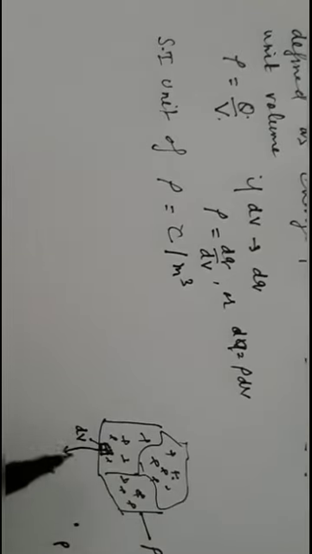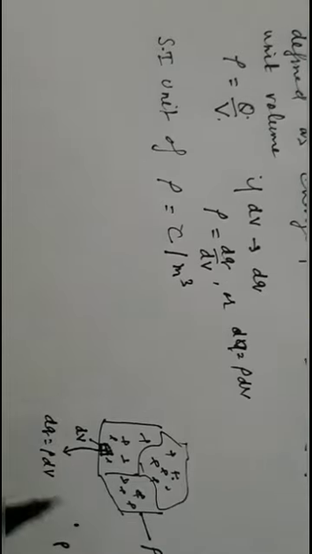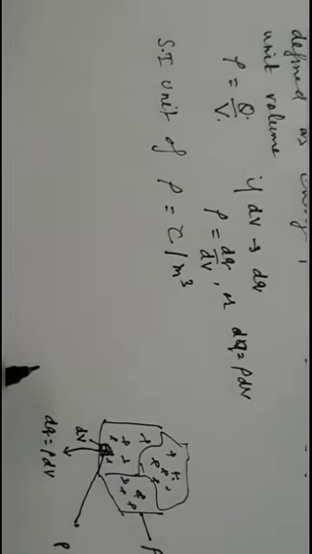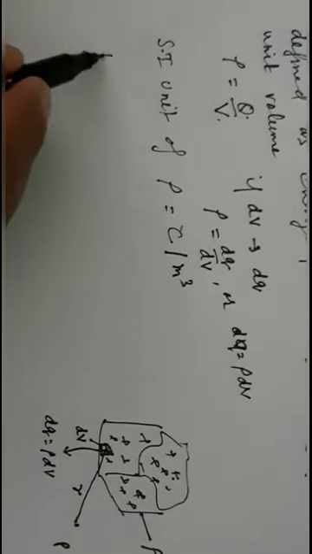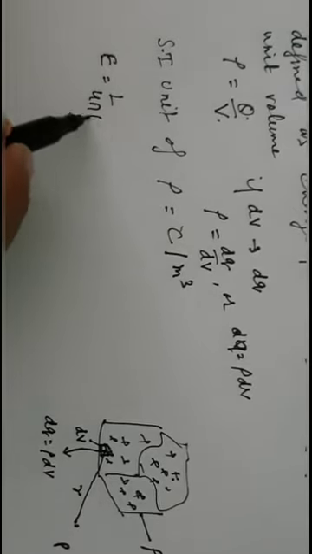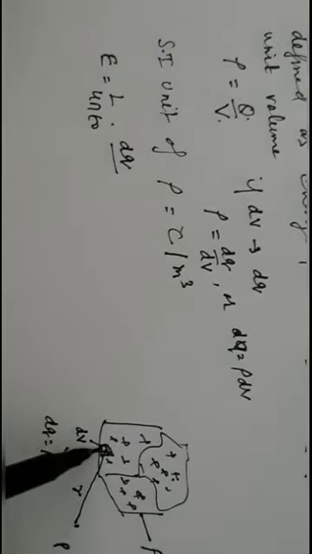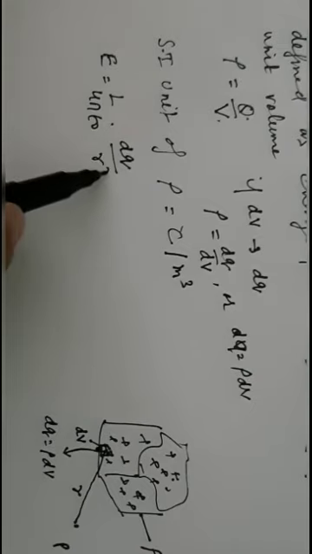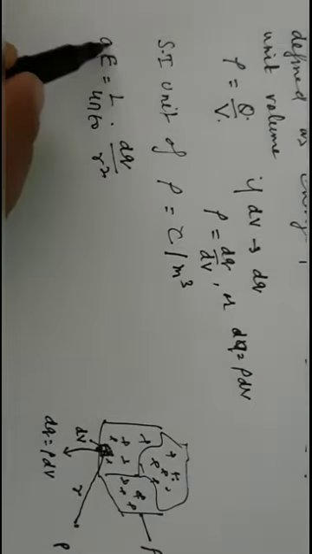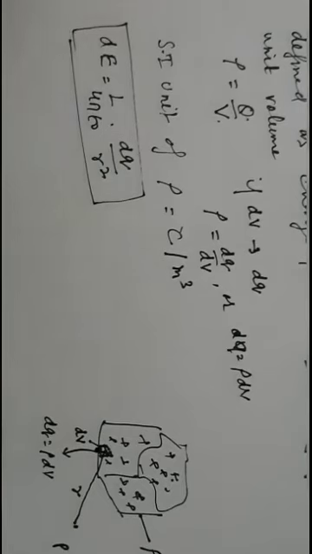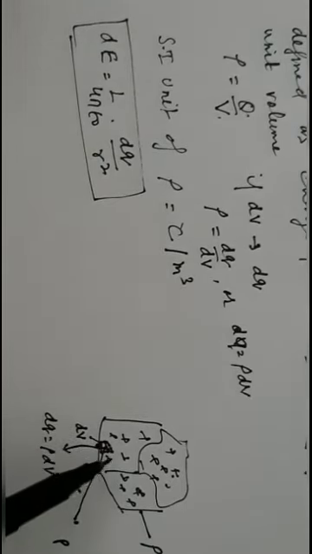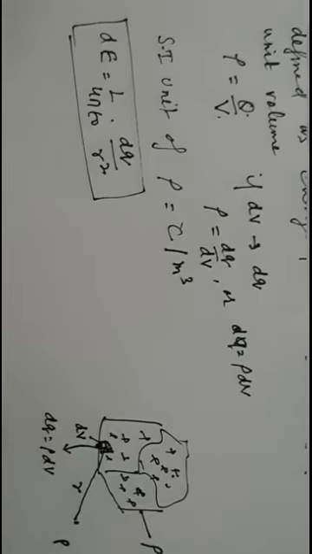So if I calculate the charge, dq will be equal to rho dV. It acts as a point charge, and I suppose the distance of this point charge from the point P is r. Then the electric field because of the point charge is equal to 1 upon 4 pi epsilon naught dq upon r square. This is a small amount of electric field because of this small charge, but I want to calculate the electric field because of the whole region. So to calculate the electric field due to the whole region, we integrate it.